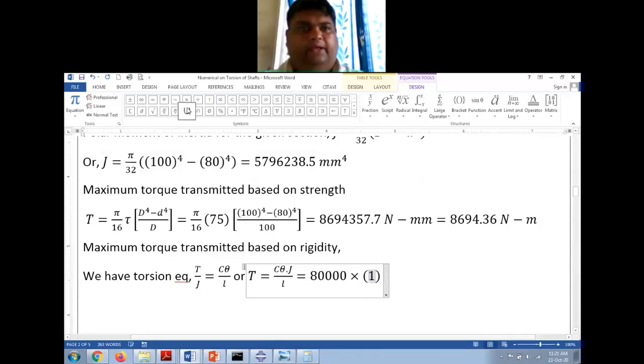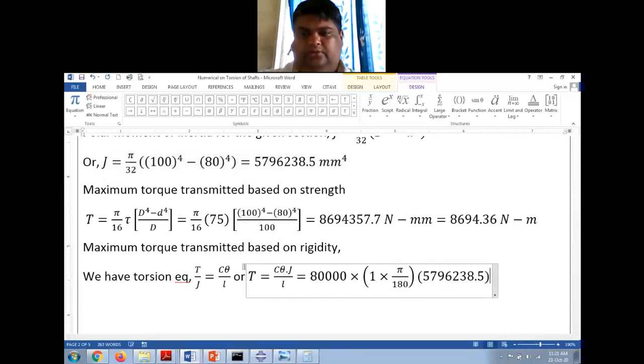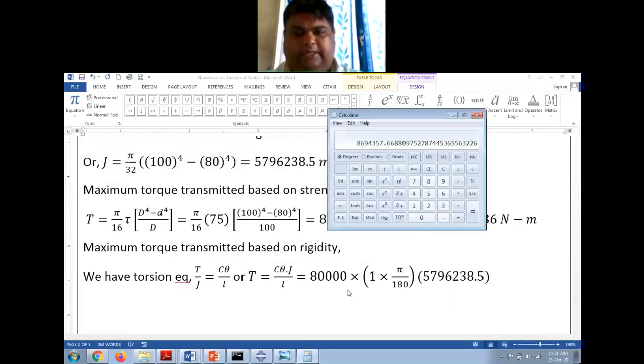1 into pi by 180, then it will be in radians. So into pi by 180, right? So now this is 1 degree per meter. So 1 into pi by 180 radian per meter, right? That is theta by L into J. J value I have calculated here. So I'll put this. All right. Now let us calculate.